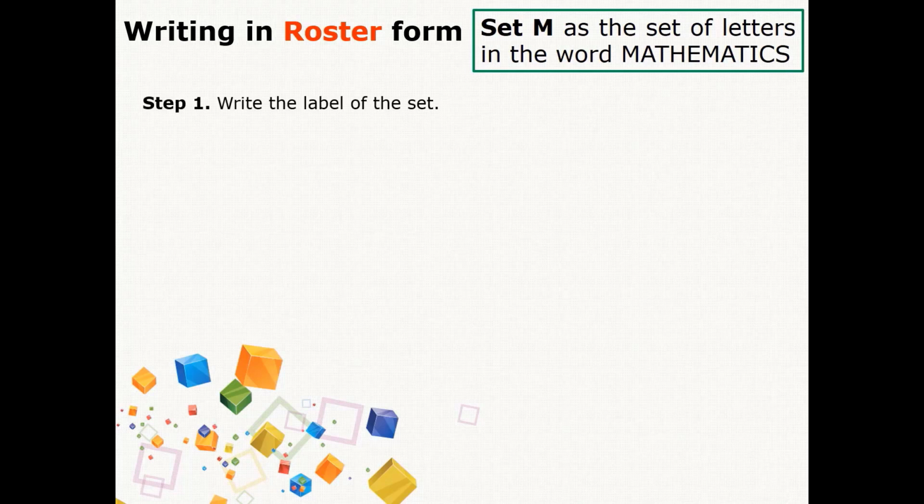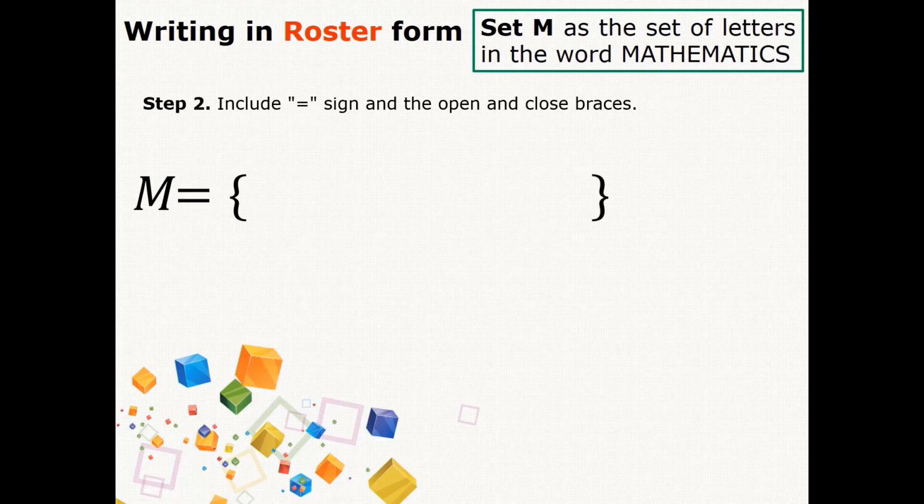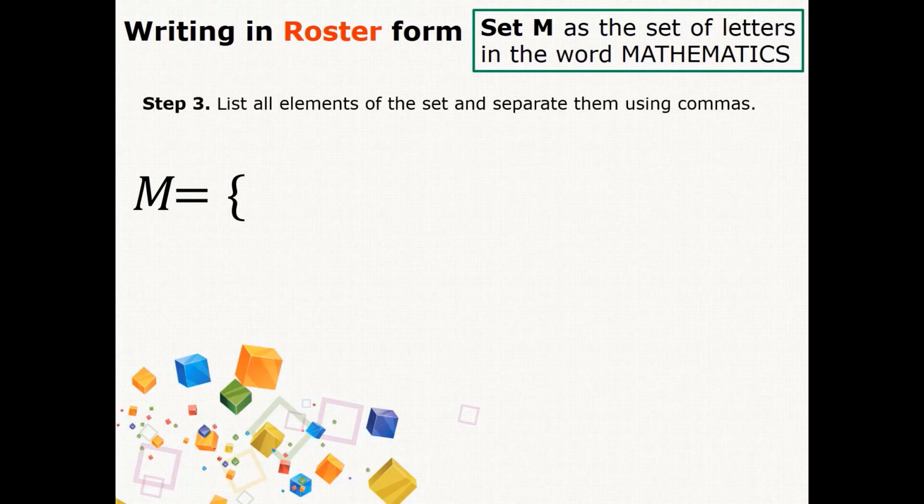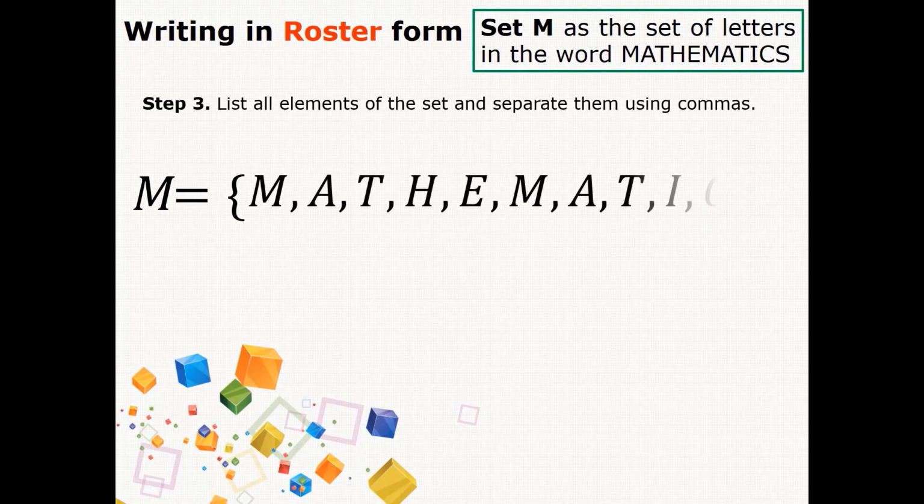Considering set M here as a set of letters in the word mathematics, the first step is to write its label, M, and then we add an equal sign and open and close braces. Roster form is a specific form of sets. In short, we are going to list all elements and separate the elements by a comma.